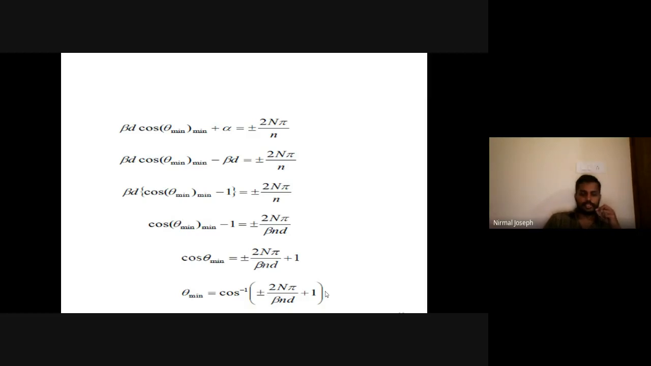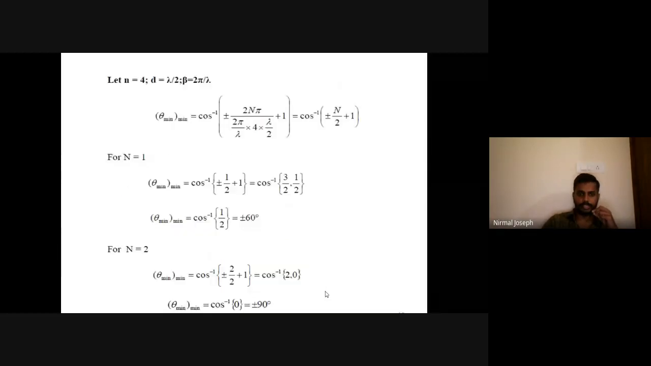So, just go through the steps. We will be getting theta minimum is equal to cos inverse of 2n pi divided by beta nd plus 1. Okay, this is the general expression. And now we are going to substitute the values. There are 4 elements and separation d is equal to.